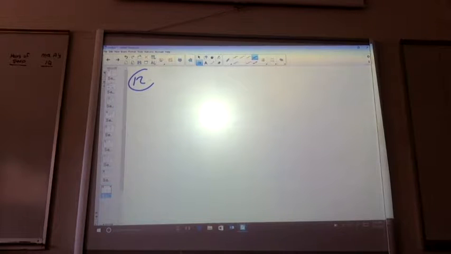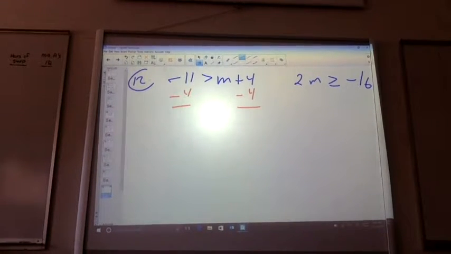All right, number 12 is an OR problem. How do we know? Well, the word OR is in there. All right, let's go ahead and start solving. So subtract 4. Negative 15 is greater than m, so I have m is less than negative 15. Divide each side by 2. So I'm going to get that to be negative 8.